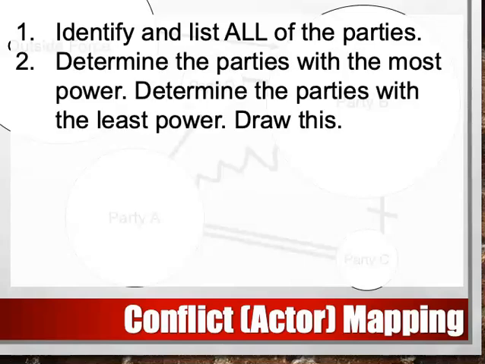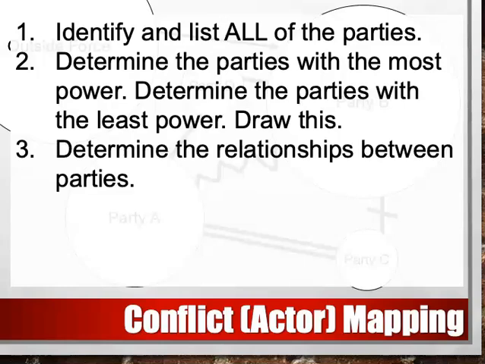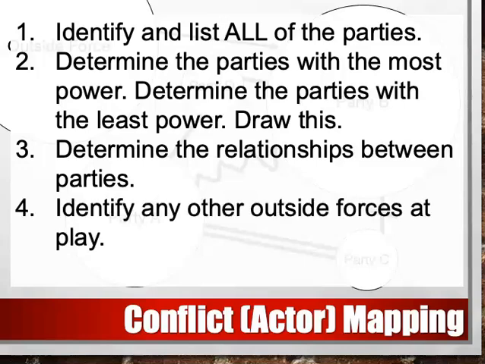Then, you determine the parties with the most power, and determine the parties with the least power. And you draw this by actually making the shapes that you use to describe the parties sort of different sizes. After that, you go about determining the nature of the relationships between parties, and there's lots of different ways to do that. After that, you identify any outside forces at play, time or institutional pressures or other things that may be impacting the way the conflict is operating.